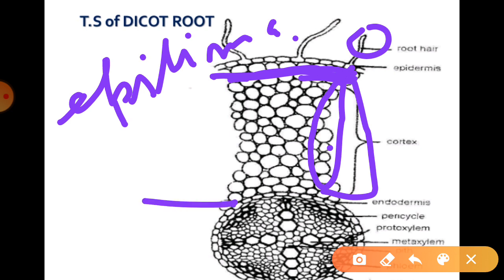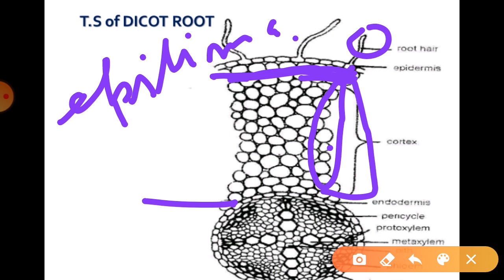This endodermis has a single layer of barrel-shaped cells without any intercellular space. The endodermal cells are living and are rich in starch grains, and they have characteristic band thickenings along the radial and tangential walls. These are called the Casparian bands or Casparian strips, as I told you in the monocot root also. They are present in this one too.